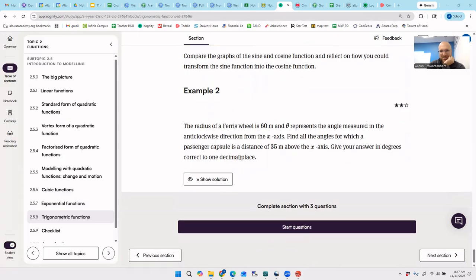So here, the radius of a Ferris wheel is 60 meters, and theta represents the angle measure in the anti-clockwise direction. That means counterclockwise. That's our normal direction from the x-axis. Find all the angles at which the passenger capsule is a distance of 35 meters above the axis. Give your answers in degree, correct to 1 decimal place. So the radius is 60. That means we have an amplitude of 60 on our sine function, correct?